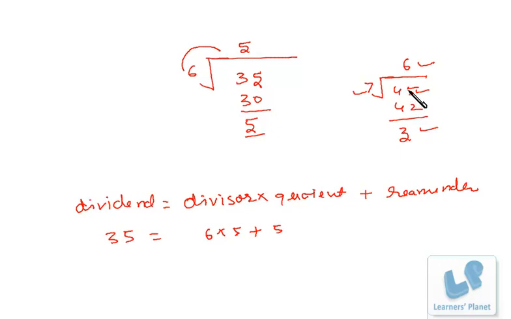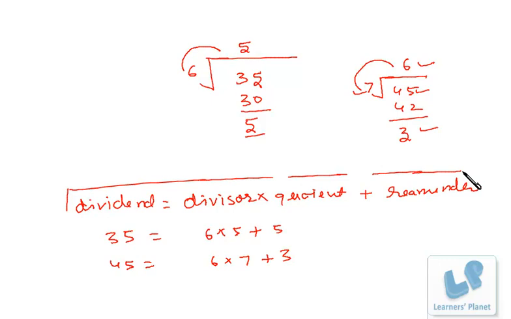Further, we take one more example, that is this example. Here the dividend is 45. Divisor into quotient, that means this into this, that is 6 into 7, plus remainder, that means this. So 6 7s are 42, plus 3 is 45, right? So we verify this formula. So the dividend is equal to divisor into quotient plus remainder. This formula is an important one, right? Learn it by heart or learn it carefully.